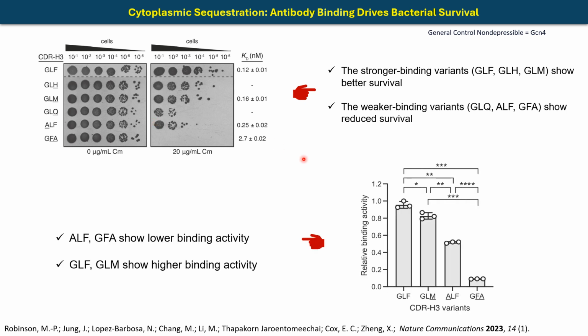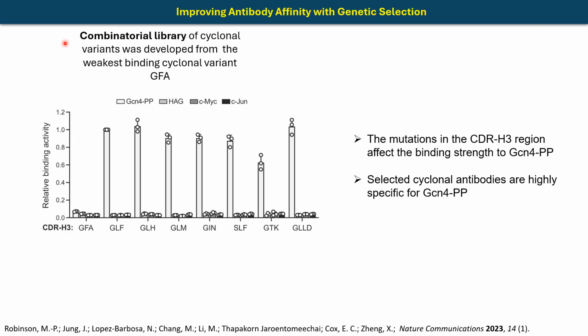This plot here shows the binding strength of the antibodies using ELISA. The stronger binding variants had higher binding affinity. On the other hand, the weaker binding variants showed lower binding activity.